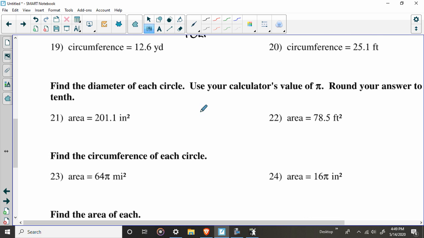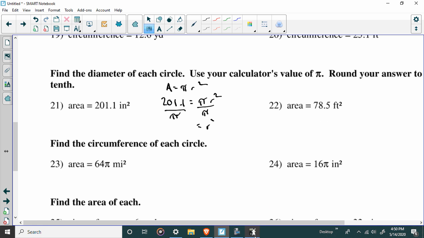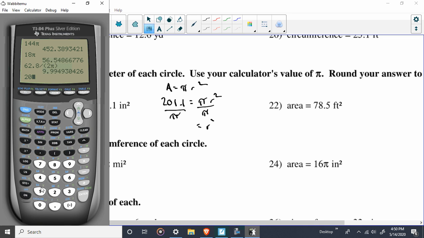If they give you the area, okay, so they gave you the area and they want to find the diameter. Well, I know area is equal to pi times the radius squared. Well, I know that 201.1 is equal to pi times the radius squared. Right? So what are we going to do? Let's start dividing both sides by pi. Right, so I have r squared is equal to 201.1 divided by pi. Okay, it's going to be that. So 64.01.